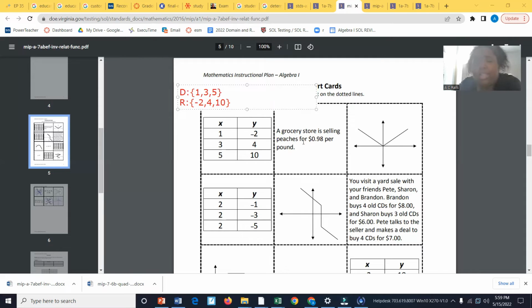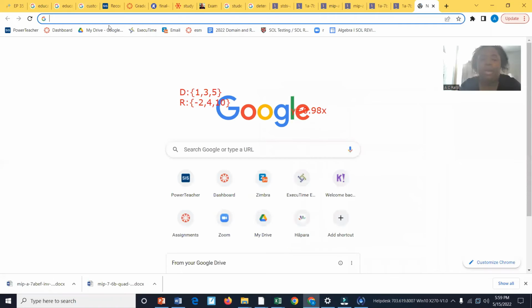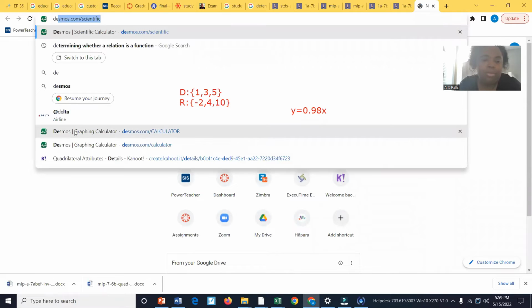Now, in a case like this, a grocery store is selling peaches for 0.98 per pound. We need to write out the equation for that. y equals 0.98 per pound. So from here, I would need to see what the graph looks like. I would go to Desmos and I would actually graph it. I know it's going to be a line, and I already know what the domain and range will be. I want you to take a look at it.